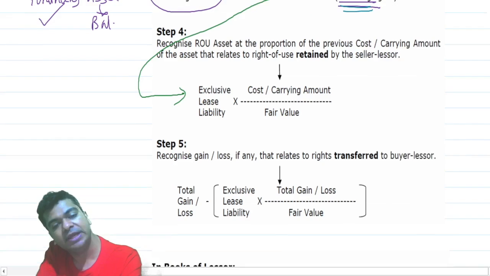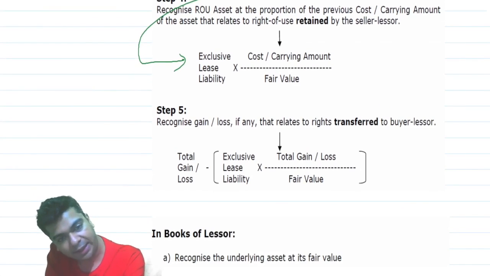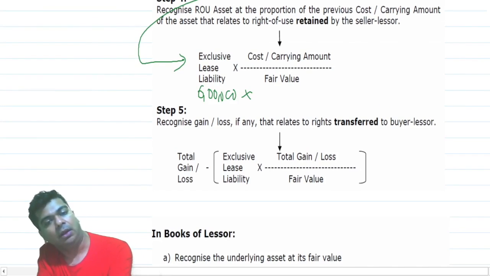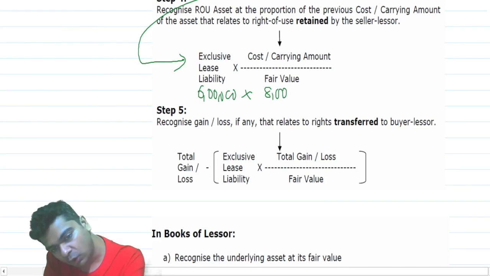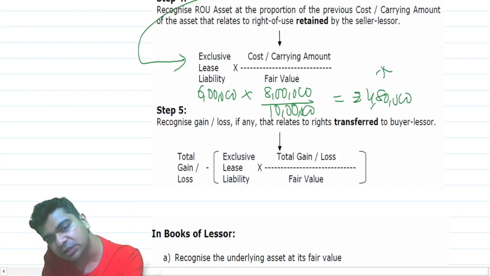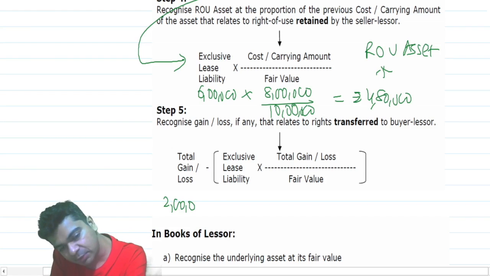This exclusive lease liability, if you see in our example, was 6 lakhs. The cost of the carrying amount was 8 lakhs and we divided this by 10 lakhs, right? So we are getting 4,80,000. This 4,80,000 I'll show in my books as the ROU asset. Then the total gain or loss. In our example, the total gain or loss is 2 lakhs.